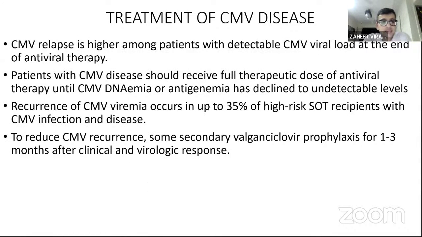So basically, CMV relapse is much higher among patients with a detectable CMV viral load while on antiviral therapy, and the recurrence is up to 35% in a high-risk solid organ transplant. To reduce the CMV recurrence, some centers, after they have cleared the virus, actually continue valganciclovir for 1 to 3 months, like I mentioned when we use anti-thymocyte globulin. The concept is similar to that.